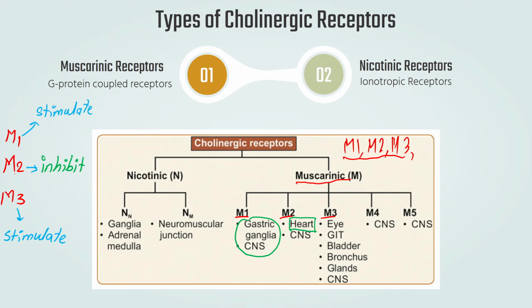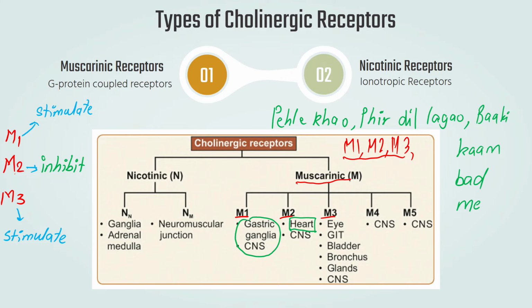For M1, there is a mnemonic which I'm sure you all must have heard. It goes like पहले खाओ, eat first, फिर दिल लगाओ. पहले खाओ, फिर दिल लगाओ. बाकी काम बाद में, which means rest of the work afterwards. First eat.